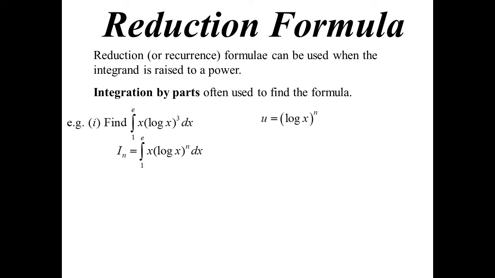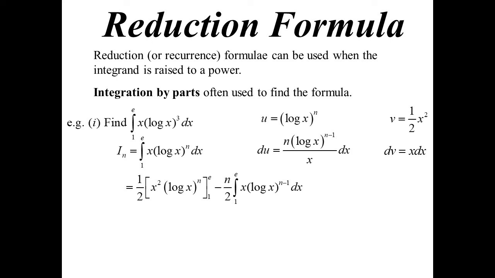So u is going to be log x to the power of n, so we get du equals n log x to the n minus 1 over x dx, which means v' is x dx, so v becomes a half x squared. So we have uv, half x squared log x to the power of n going from 1 to e, minus, now the constant when we pull all that out, for the v du we've got n on 2, so that goes out the front. We're left with the integral of x log x to the power of n minus 1, which you'll see is the same integral as our starting point, but the power has been reduced.